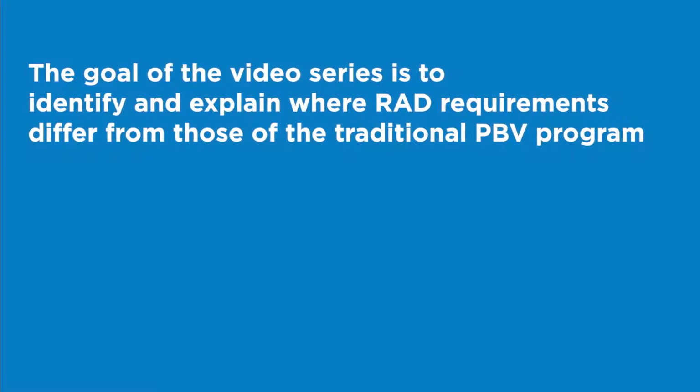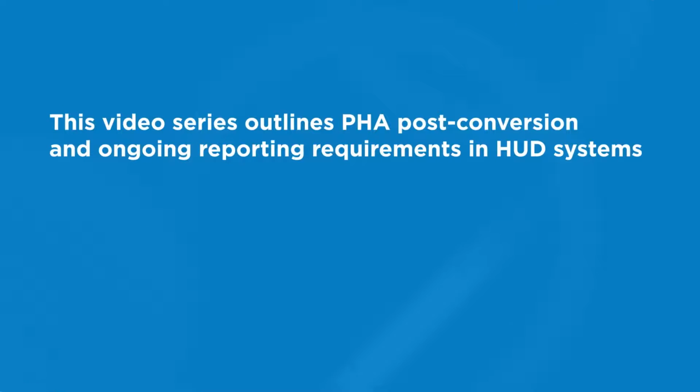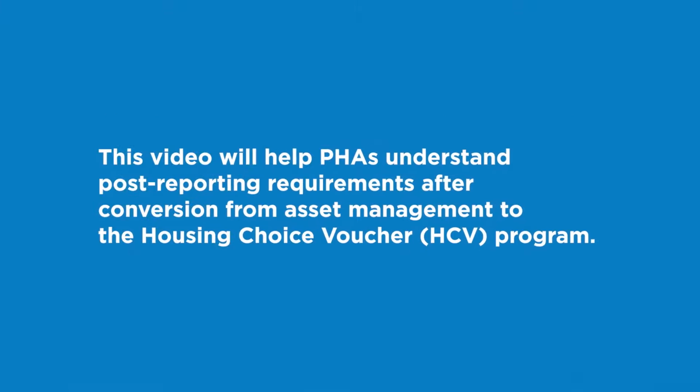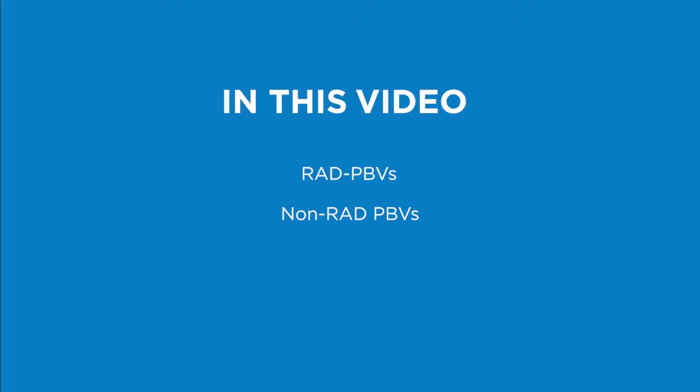The goal of the video series is to identify and explain where RAD requirements differ from those of the traditional PBV program. This video series outlines PHA post-conversion and ongoing reporting requirements in HUD systems. This video will help PHAs understand post-reporting requirements after conversion from asset management to the Housing Choice Voucher (HCV) program. While some videos in this series highlight program features that are applicable to both RAD PBVs and non-RAD PBVs, this video describes requirements only applicable to RAD PBVs.